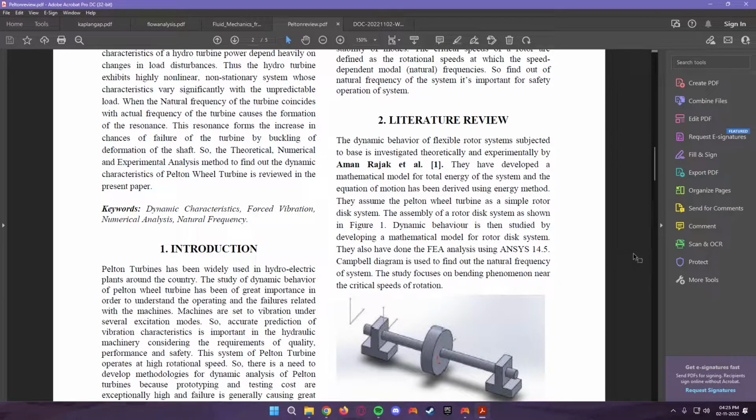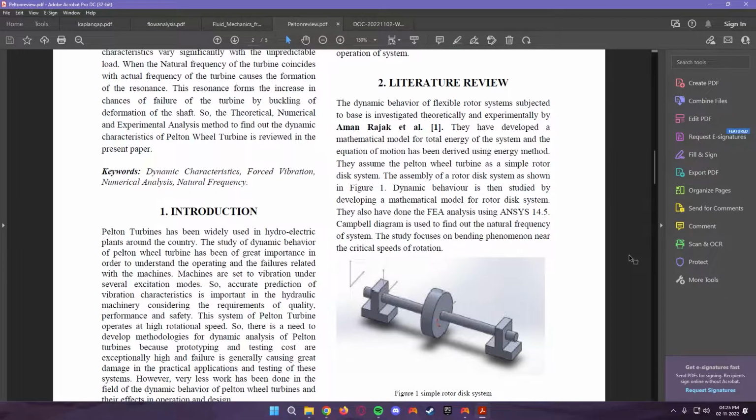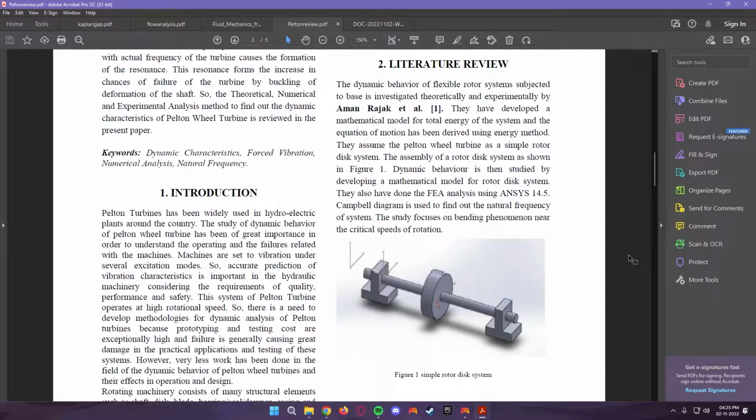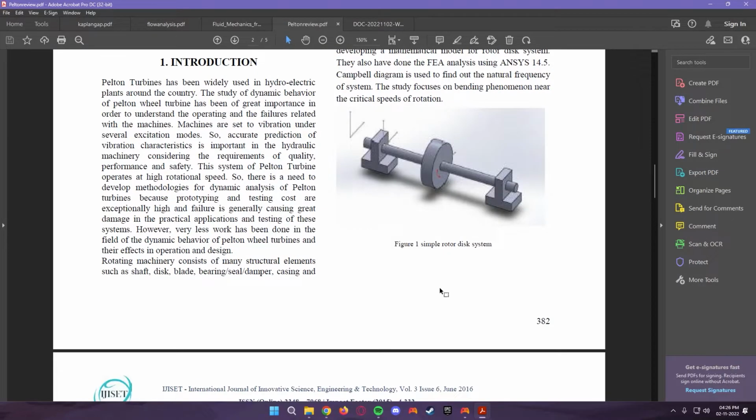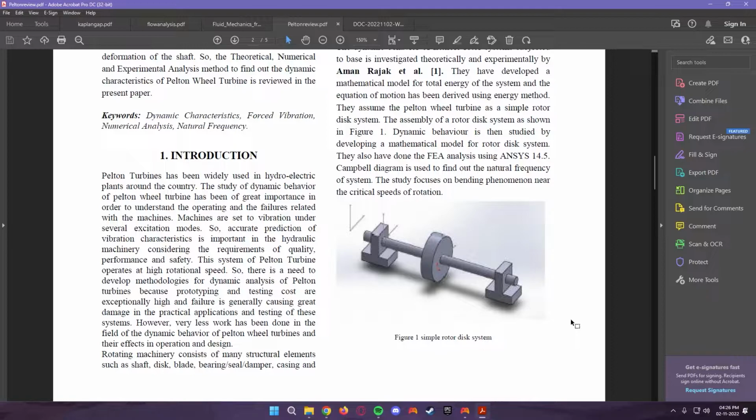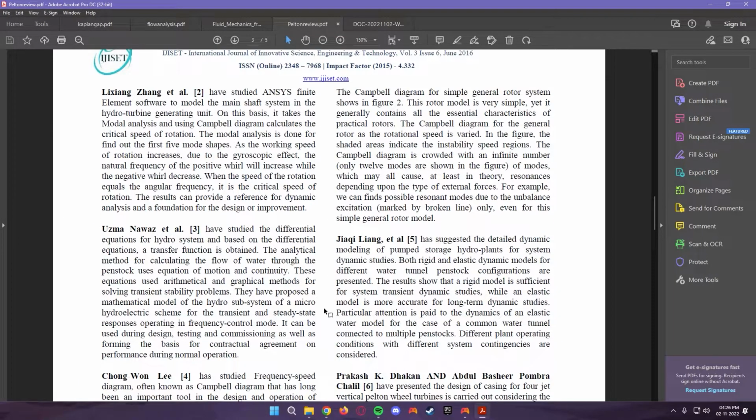Literature review. The dynamic behavior of a flexible rotor system subjected to base excitation was investigated theoretically and experimentally by Aman Rajak. They developed a mathematical model of the system, and the equation of motion has been derived using an energy method. They assumed the Pelton wheel driven as a simple rotor disc. The assembly of the rotor system is shown in the figure. Simple rotor disc system. Next page.